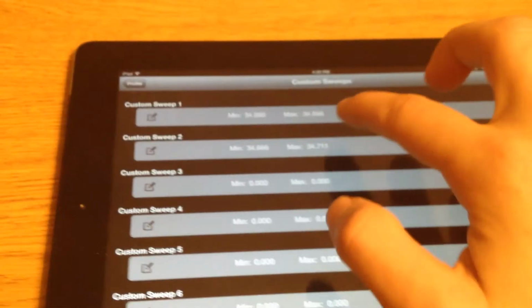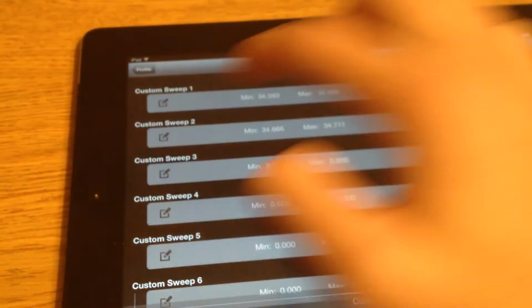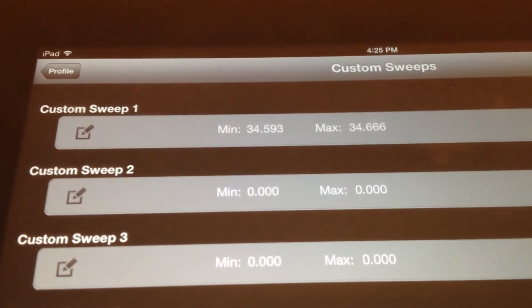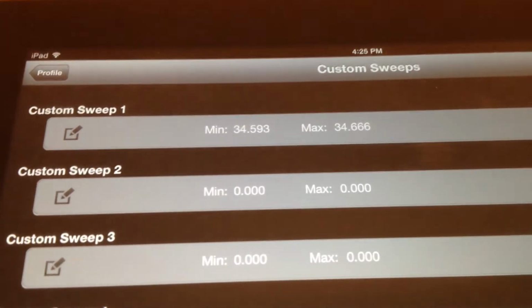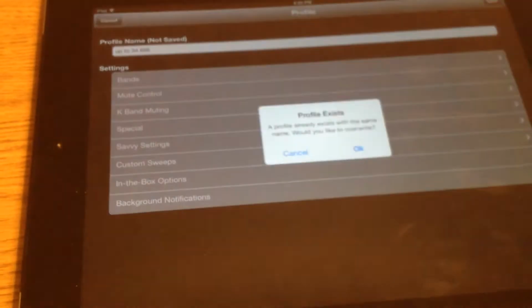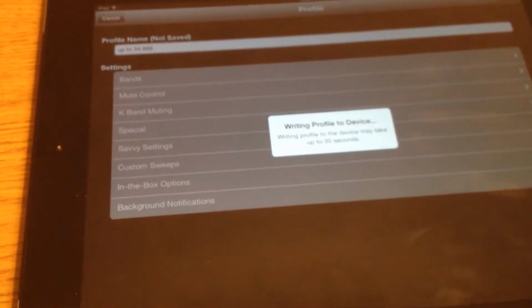So anyways, let's go ahead and get rid of the second sweep now. So we're going to clear sweep. Okay. Cool. So now the only thing that we've got is 34.593 to 34.666. Our upper limit is right there at, devil's number. Okay. Save. Okay. And we're going to go ahead and let this write now to the V1. So you'll see it's in A mode. It's writing.